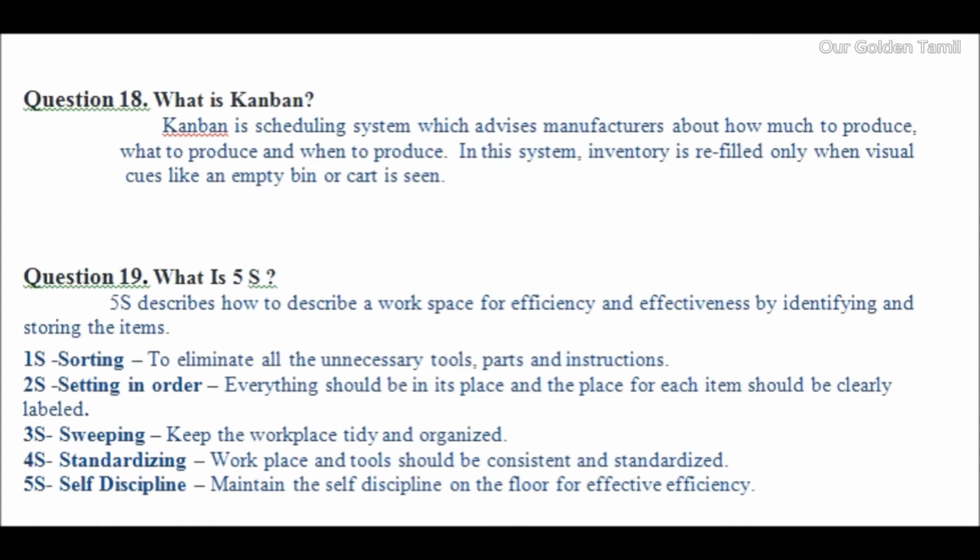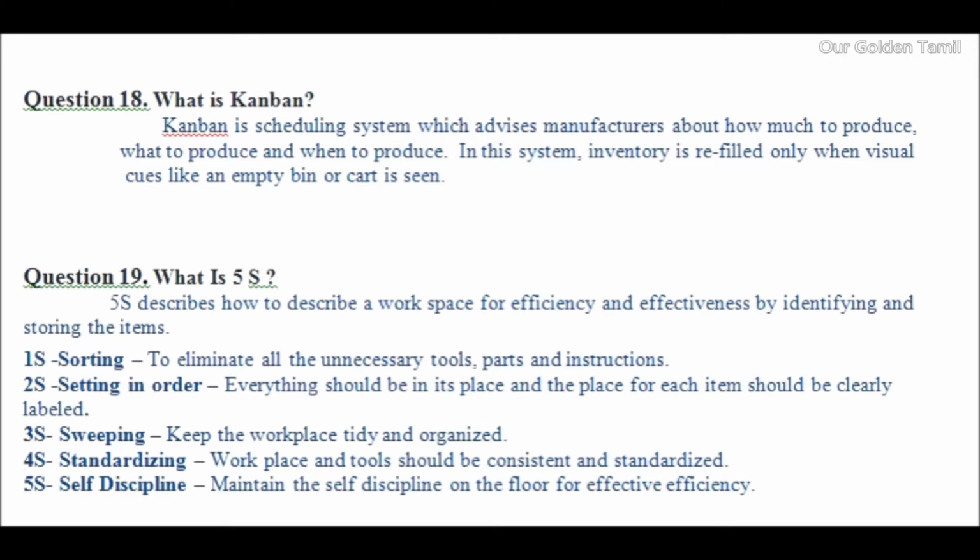Question 18. What is Kanban? Kanban is a scheduling system which advises manufacturers about how much to produce, what to produce and when to produce. In this system, inventory is refilled only when visual cues like an empty bin or cart are seen.